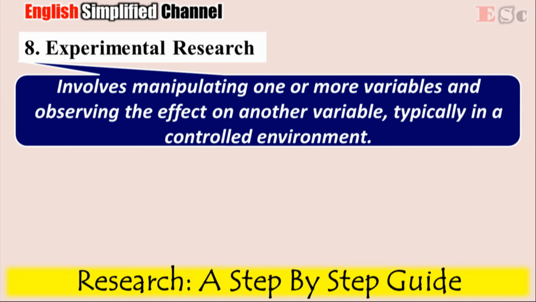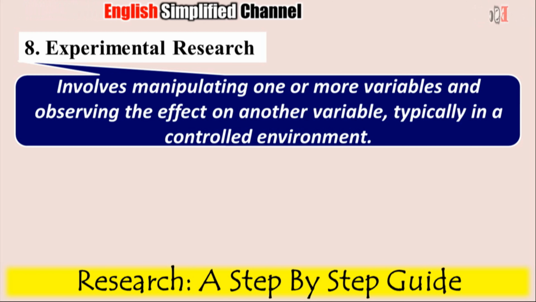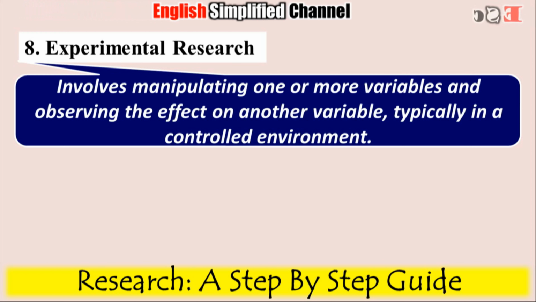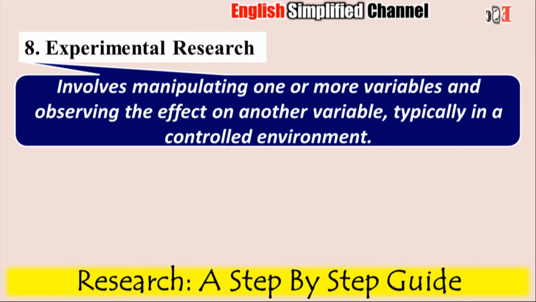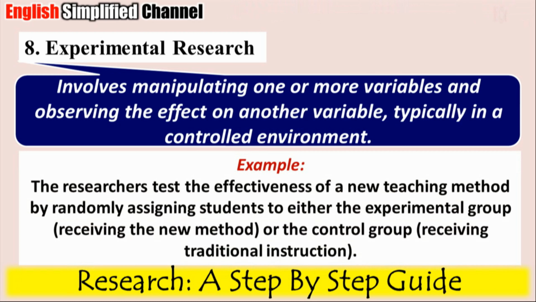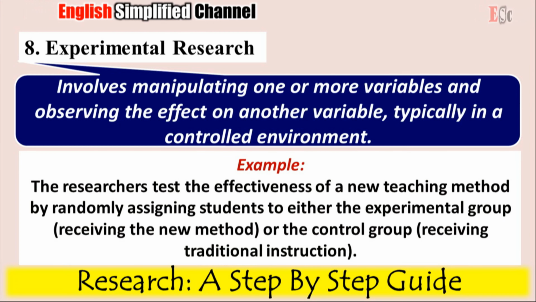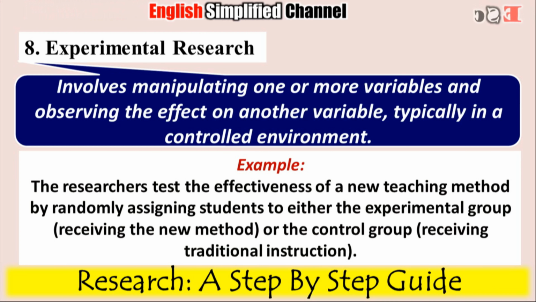8. Experimental research. This type of research involves manipulating one or more variables and observing the effect on another variable, typically in a controlled environment. Example: the researchers test the effectiveness of a new teaching method by randomly assigning students to either the experimental group, receiving the new method, or the control group, receiving traditional instruction.